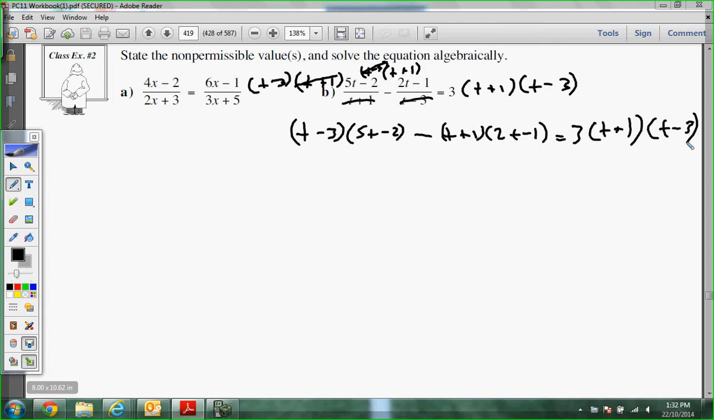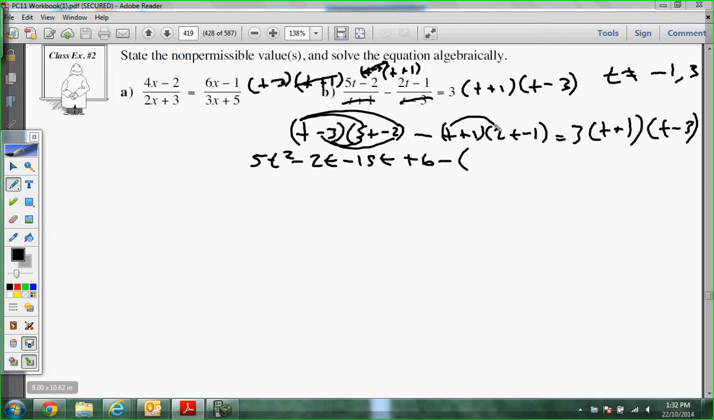Okay, let's do our non-permissibles real quick. What's my non-permissibles? T can't be negative 1 and 3. Good. Okay, so let's go ahead and FOIL these out. So that's going to be 5t squared minus 2t, negative 15t and positive 6. We're minusing this whole group, so we're going to change all their signs. But this one here is 2t squared, negative t, plus 2t, minus 1.